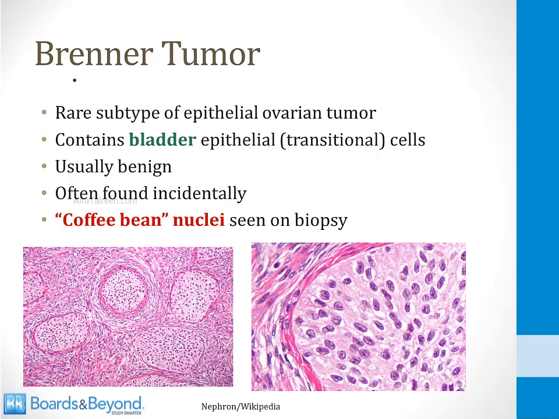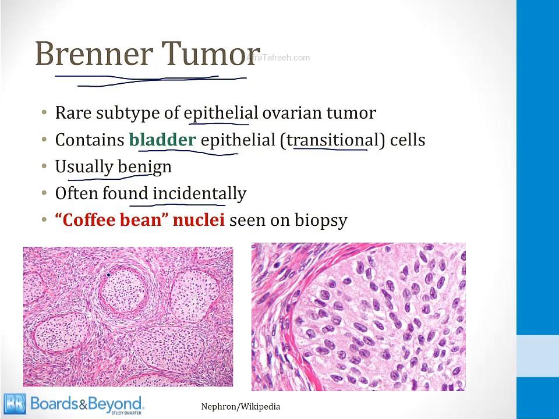But one that I want to mention specifically is called a Brenner tumor. This is a rare subtype of epithelial tumor of the ovary, and what's special about it is that these tumors contain bladder epithelial cells, transitional cells of the bladder. These are usually benign tumors, and they're often discovered incidentally, so a woman has abdominal pain or some other reason for abdominal imaging, and it reveals an ovarian mass, and after the mass is removed, you discover that it's a Brenner tumor, which luckily is usually benign.